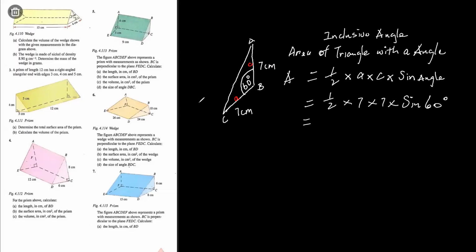7 sevens are 49. The answer is 21.2. How much? 21.2, sir. 21.2. Anybody lost? So it is always an inclusive angle.